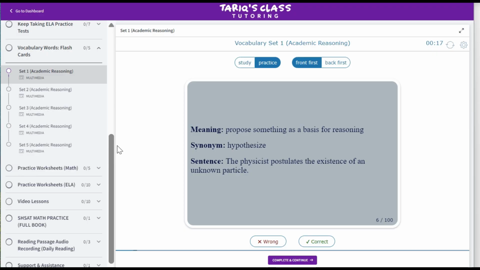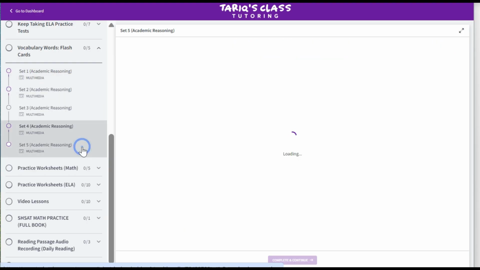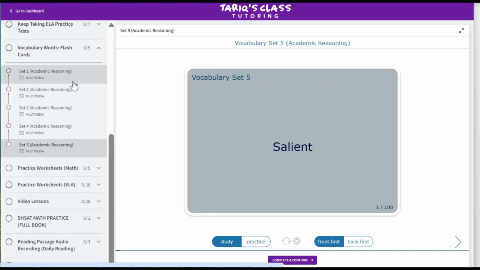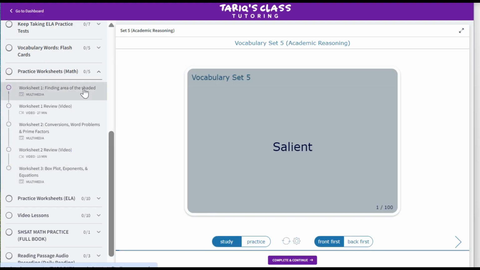So the best part is there are 5 sets already. You see academic reasoning. I divided the vocabulary into 12 different categories. So there is 1 category here already, the academic reasoning. The 11 more will be added soon. So as you keep going, I'll be adding things.